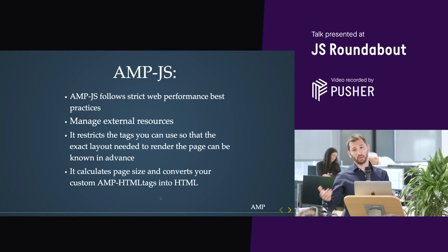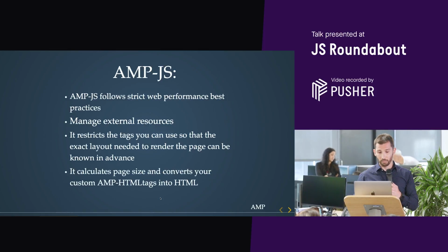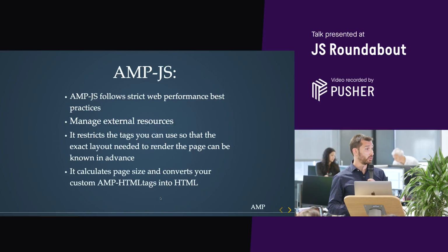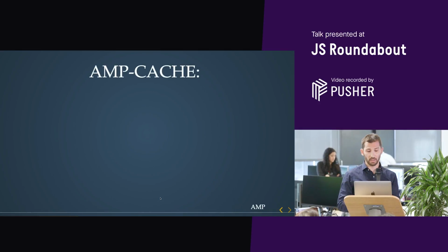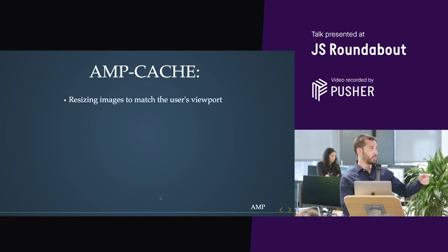So it doesn't create the bottleneck of different resources. Then it restricts the tags you can use, as we've seen earlier, and calculates the page size, which is a way to speed up the process. When it does, it converts the AMP HTML that we are strict to use into a normal HTML.